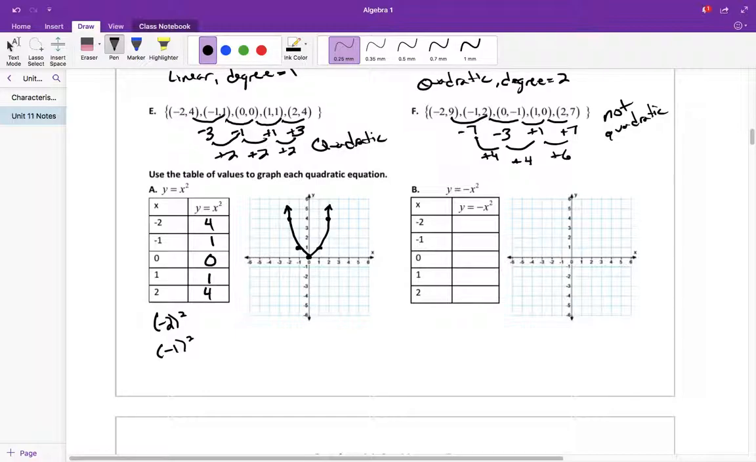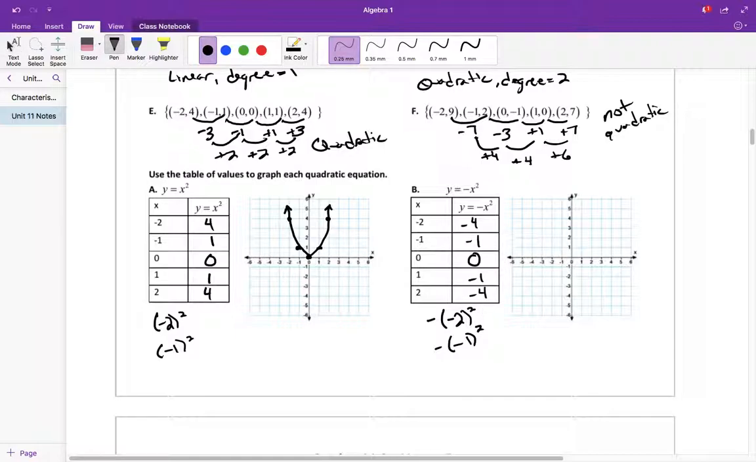Now this second graph is a little bit different. Notice that it says y equals -x squared as opposed to +x squared, which means when you type it into your calculator, you need to put a negative in front of the parentheses and write it like this: negative parentheses, -2 parentheses squared. The answer here does in fact end up being -4. So then when you put in -1, you'd say negative parentheses, -1 squared. You're going to get -1 as your answer. 0 is still going to be 0, and then you're going to have -1 and -4 for the rest of your y values.